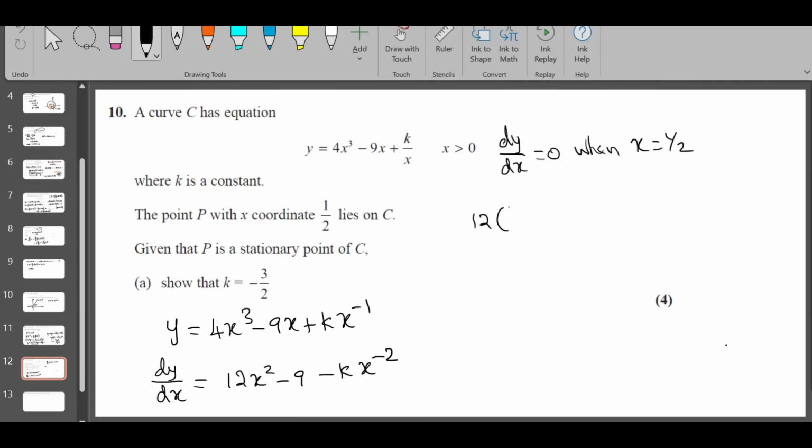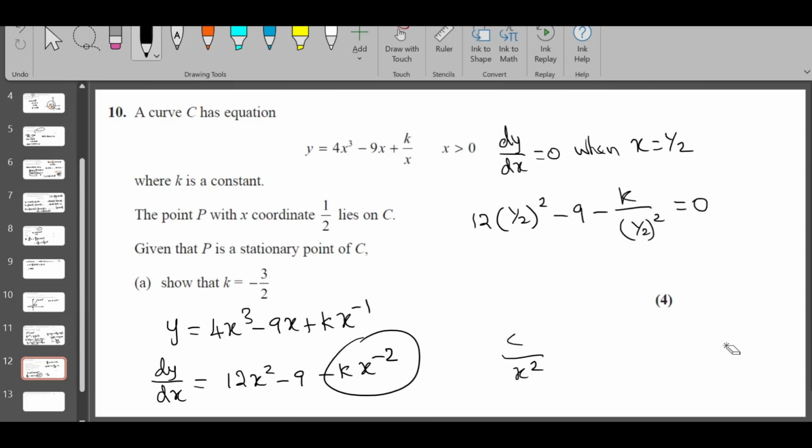So 12 times half squared minus 9. This is basically minus k over x squared, right? So minus k over x squared is 0. Make k the subject. So 12 over 4 is 3, minus 9 is minus 6. This 4 goes to the top. 4k is minus 6. k is minus 6 over 4. We got the answer already.